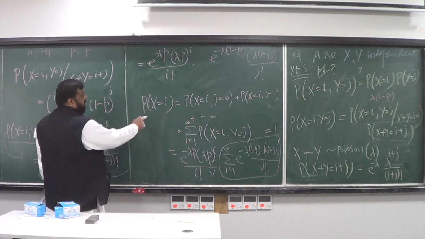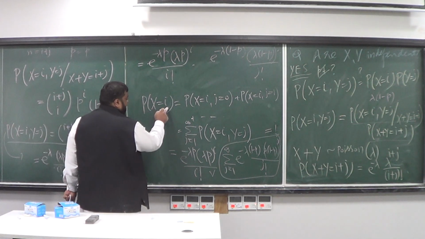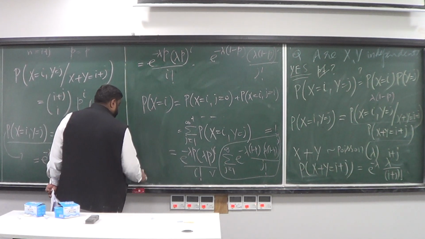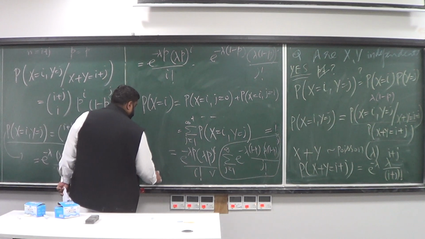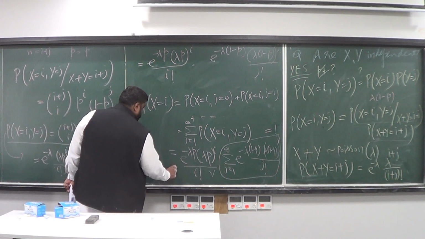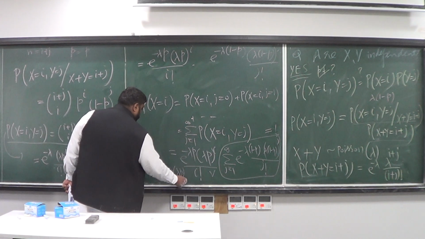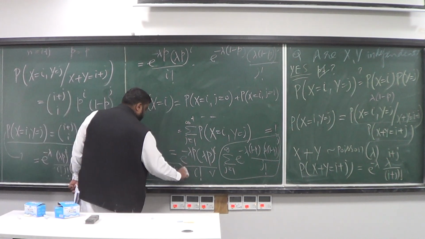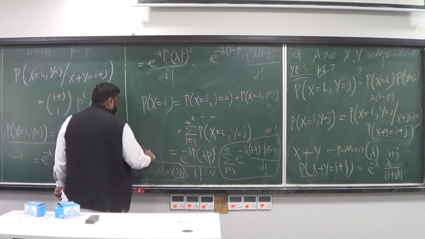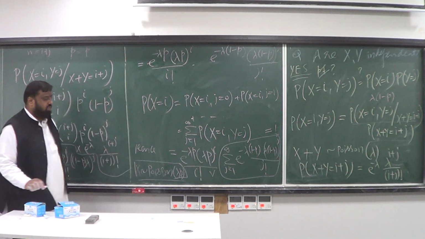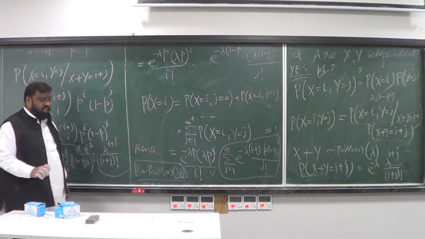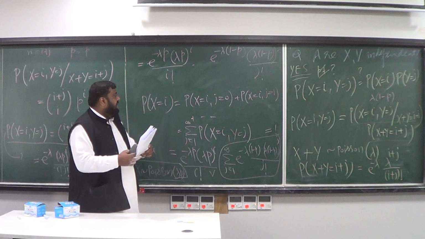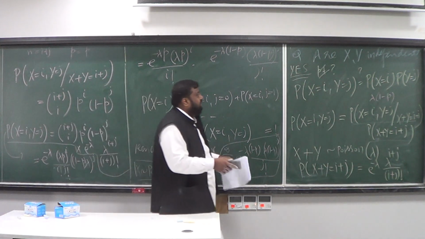So if the probability of the male count being i is this probability, that means that X has a Poisson distribution with parameter lambda p. So this is what we deduce. Then we can go one step ahead. I can play the same game with Y.